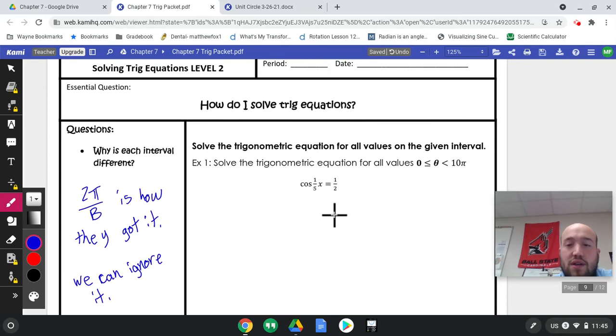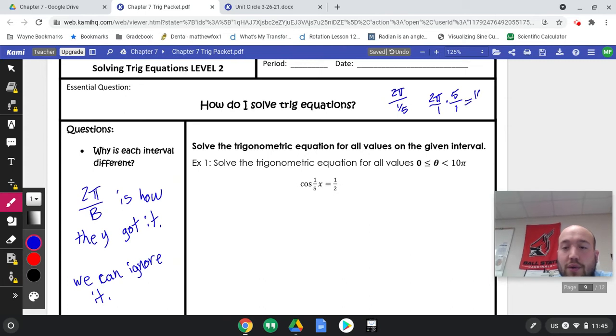You don't necessarily need to write this down, but if you want to, 2 pi divided by 1/5, remember that's the same as 2 pi times the reciprocal. So that's over 1 as well. We get 10 pi over 1, or 10 pi. Okay, so that's what's been done.